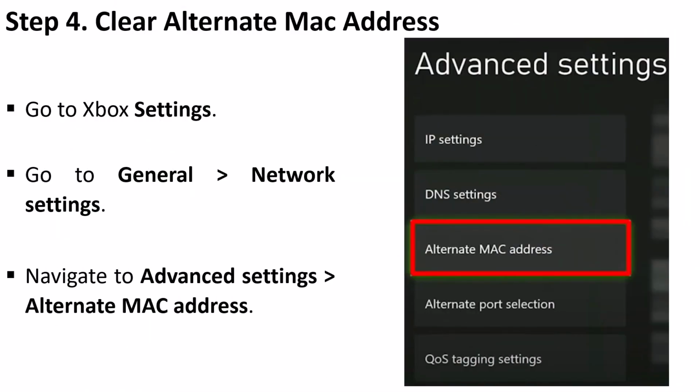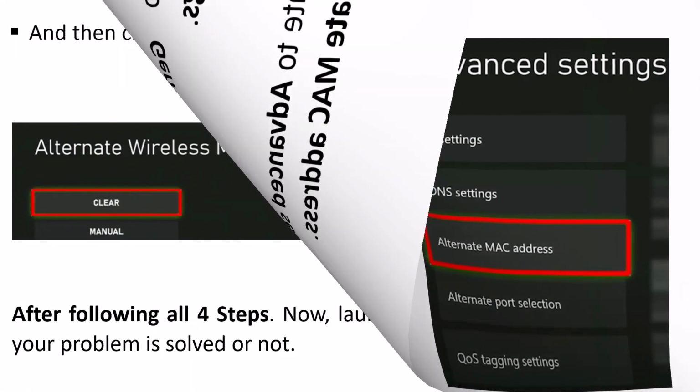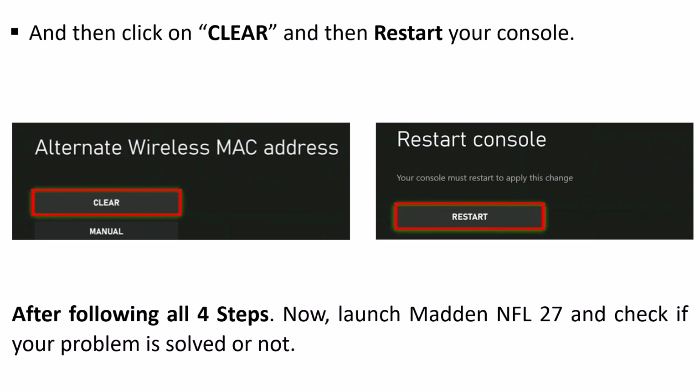Step 4 is to clear alternate MAC address. So go to Xbox settings, go to General, Network settings, navigate to Advanced settings, Alternate MAC address and then click on Clear and then click on Restart to restart your console. Now after following all the 4 steps, you can go ahead and launch the Madden NFL 27 game and check if your problem is solved or not.